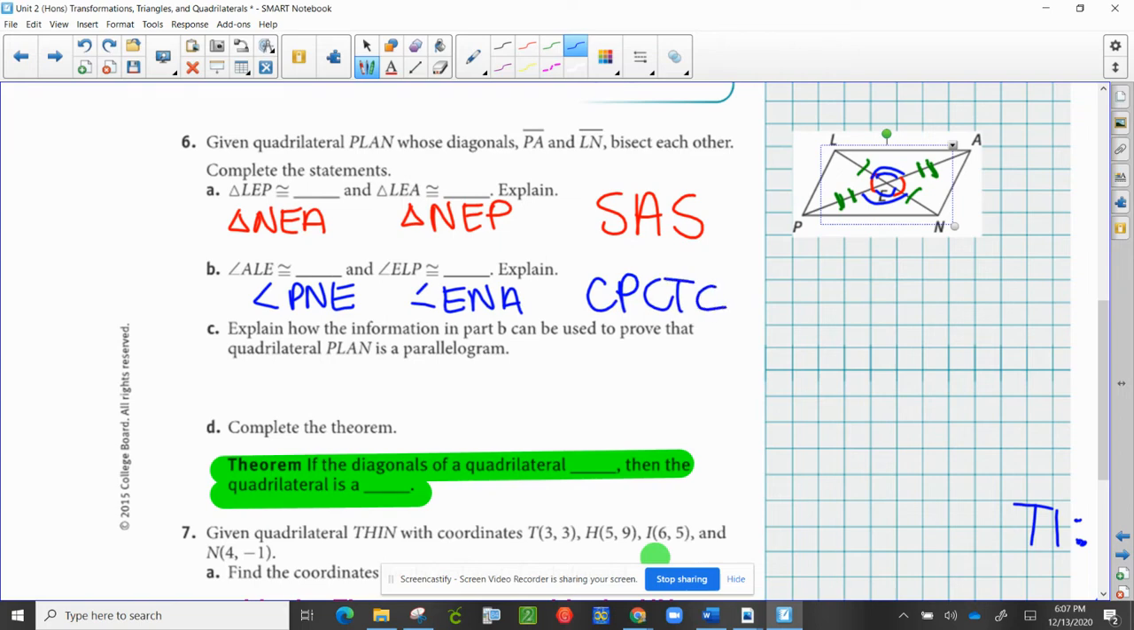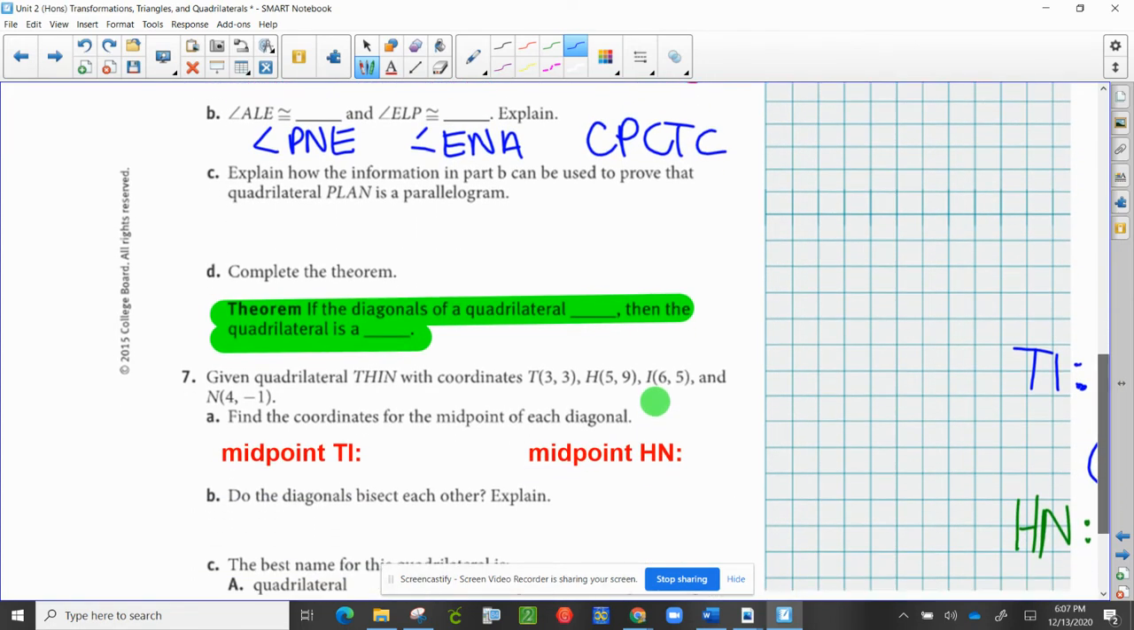Okay, so again, we can imply if we have alternate interior angles, we could say that they are parallel, leading us to our last kind of theorem here. If the diagonals of a quadrilateral bisect each other, then the quadrilateral is a parallelogram.